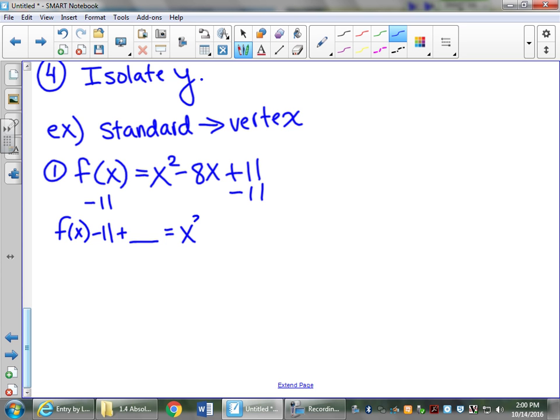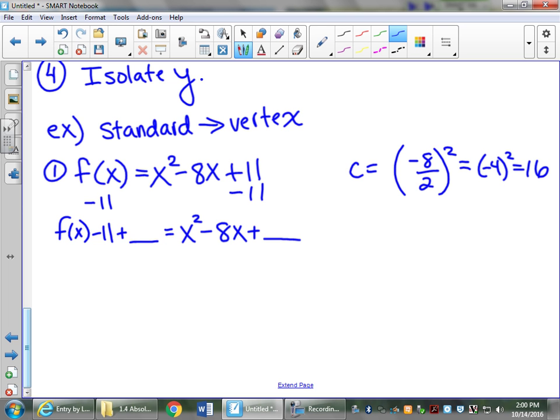So we're going to have x squared minus 8x plus, again, blank. So the blank we got to fill in. We move the old c, we have to find the new c. So to do that, we're going to use the formula b over 2 squared. So we will have negative 8 over 2 squared. I can do the division. I'm going to get negative 4 squared, which is positive 16. So positive 16 is being added to both sides, left side and right side.